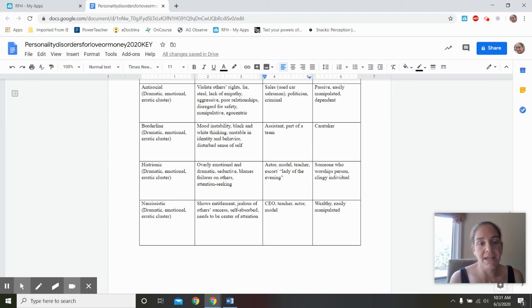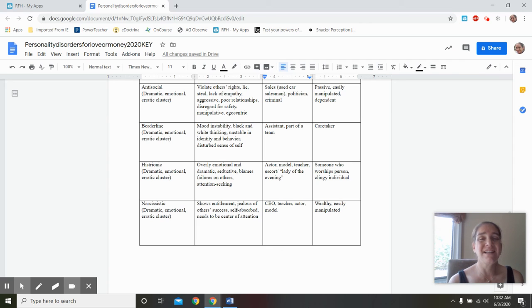A histrionic personality is someone who is overly emotional and dramatic. Okay. They're like, look at me, look at me, look at me. They're seductive. They blame failures on other people. They're attention seeking in some way. As I said, they might draw attention to the way they dress or they speak or what have you. So they could be an actor or a model. In the past, some of my students have suggested that there are teachers with histrionic personality disorder. There could be someone who is like a lady of the evening type of scenario as well. Okay. Histrionic personality disorder is going to seek out people who worship that person or who are very clingy to the person.